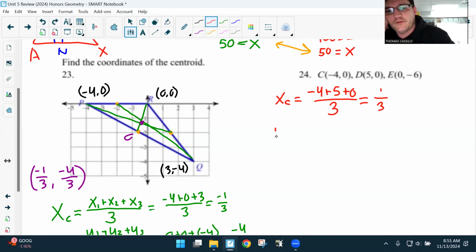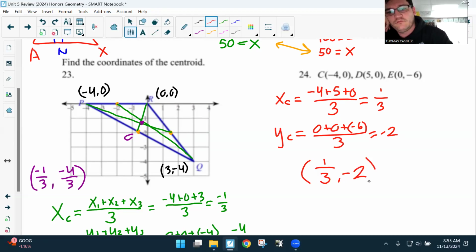All right, same thing with the y values. The y centroid. Oh, we got 0 plus 0 plus negative 6. Divide that by 3, that gives us a negative 2. All right, so the ordered pair here is 1/3, negative 2. All right, and that one's done.